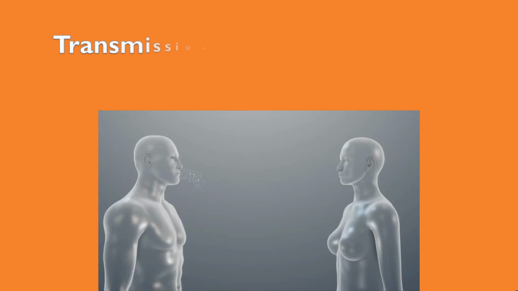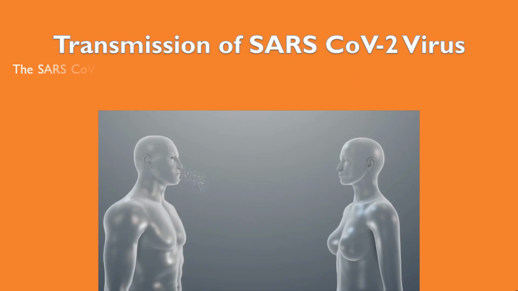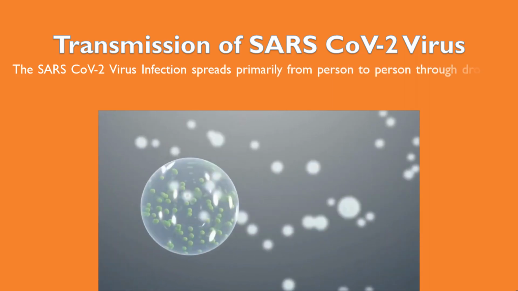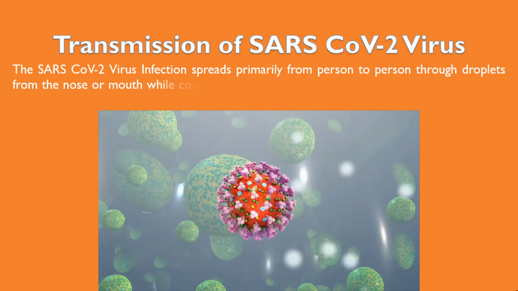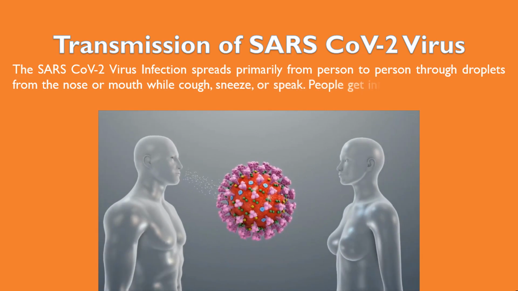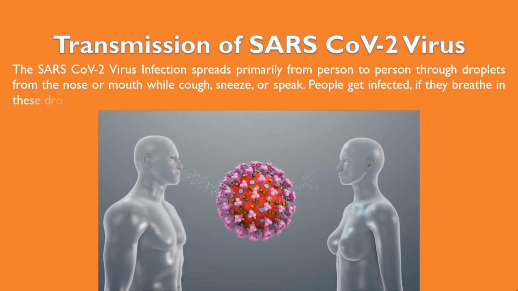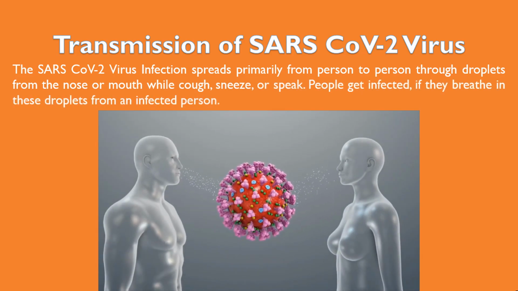Transmission of SARS CoV-2 virus. The SARS CoV-2 virus infection spreads primarily from person to person through the droplets from the nose or mouth while cough, sneeze, or speak. People get infected if they breathe in these droplets from an infected person.